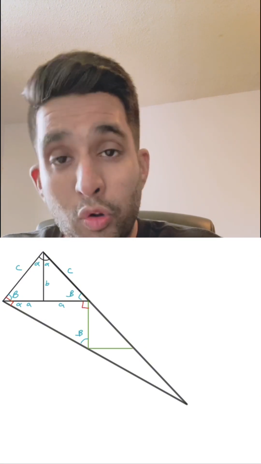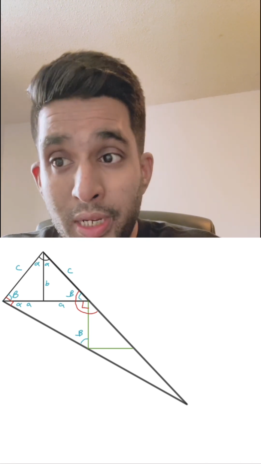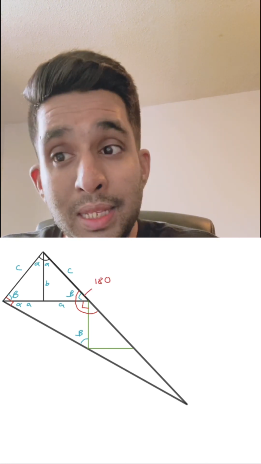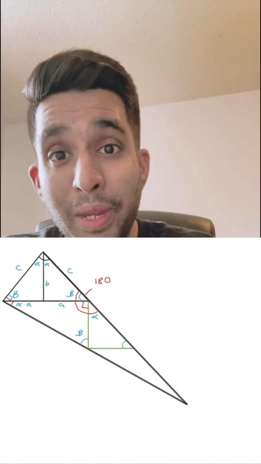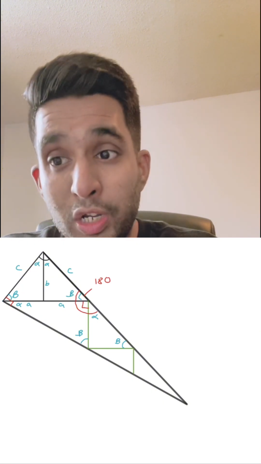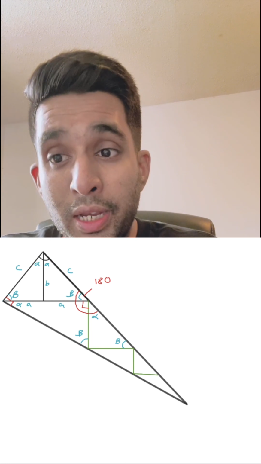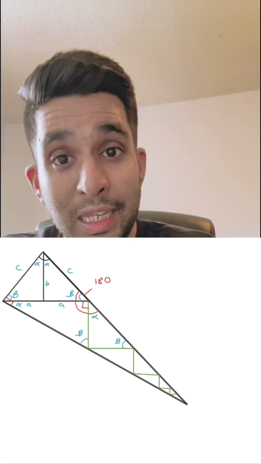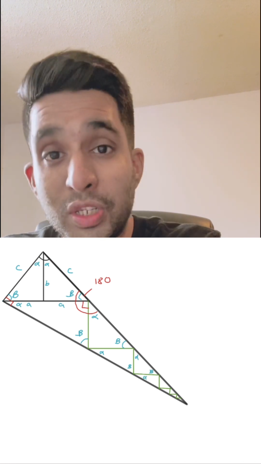Now I'm going to create a horizontal line, creating another right triangle. Since that line is 180, again, that means that angle must be alpha. And the third angle in this new right triangle must be beta. And again, this right triangle is similar to the other right triangles. Now, what we notice is that we can keep on creating right triangles, in fact, infinitely many, and all of these right triangles are similar to each other.